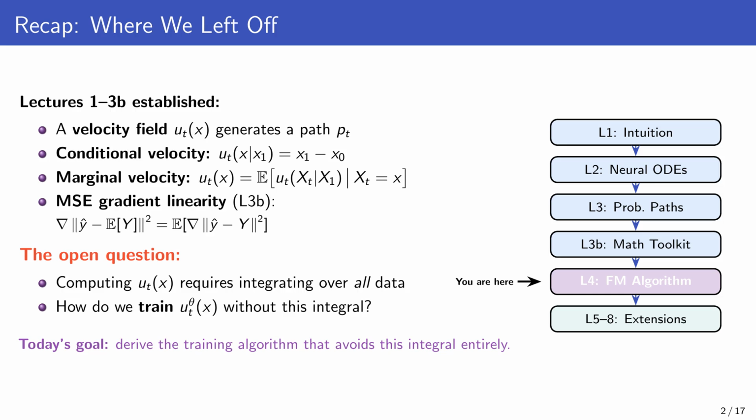In Lecture 3b, we built the mathematical toolkit for what comes next. We saw that MSE gradient linearity means training against individual targets gives the same gradients as training against their average. That property is exactly what will let us bypass the intractable integral. So the question becomes, can we train our network to match the marginal velocity without ever computing it? The answer is yes, and that is the flow matching algorithm.